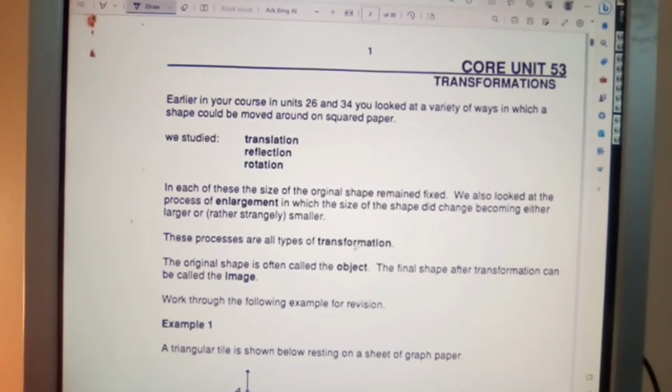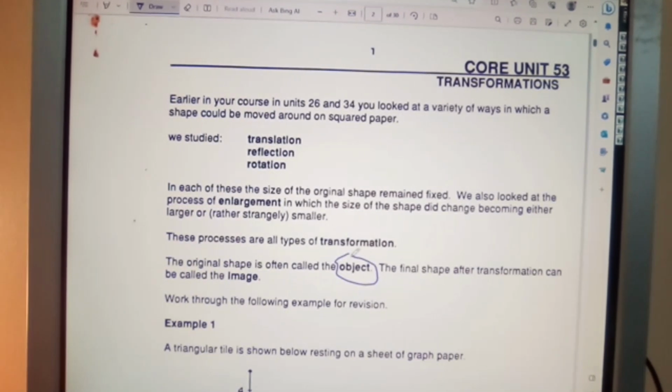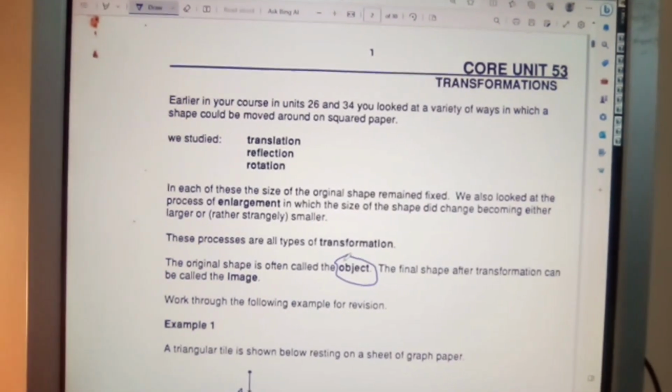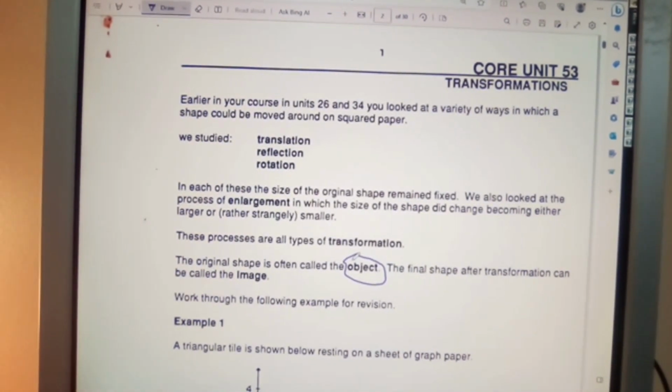Here we have the original shape, which is called the object, okay? And all I'm going to do is highlight that for you. Well, circle it, okay? The final shape after transformation can be called the image, okay? And here we have ourselves the image, okay?